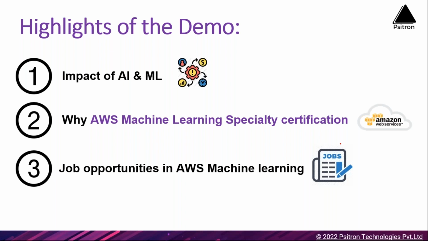These are the highlights of this demo session, the three important things we're going to take a look at. First, the impact of AI and ML: what's really happening in the world of AI and ML. A lot of companies are working on AI and ML, millions of companies making a lot of revenue, and ML and AI jobs are among the highest paid jobs in the job market, according to the statistics. Second, why the AWS Machine Learning Specialty Certification course, and third, the job opportunities. How does the market look right now, and how do things look maybe in the next 5 years? So let us get started.